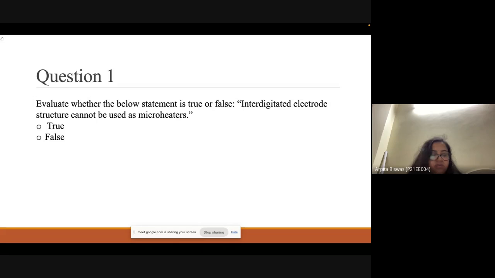So the question number one is, evaluate whether the below statement is true or false. Interdigited electrode structure cannot be used as a micro heater. So I'm waiting for the response. Try to give the answer.